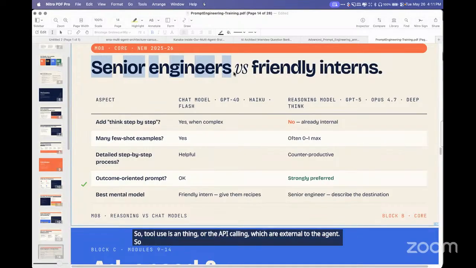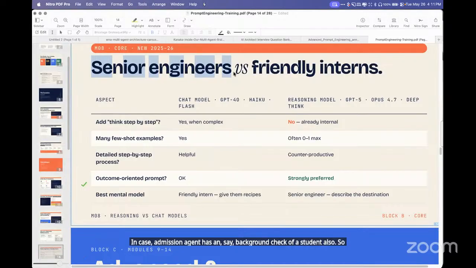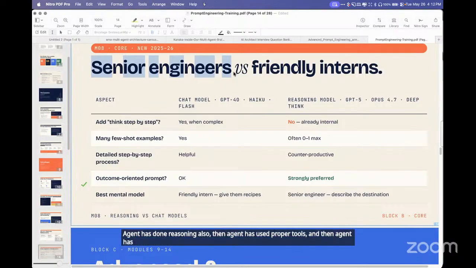In the case of an admission agent, say it has to do a background check of a student. The AI agent will always reason, act, and then use a tool, meaning it triggers a background check of the student, and then it will produce the background check results, take the right decision, and direct the student to the particular admission site. So the agent has done reasoning, the agent has used proper tools, and the agent has done its work on its own.